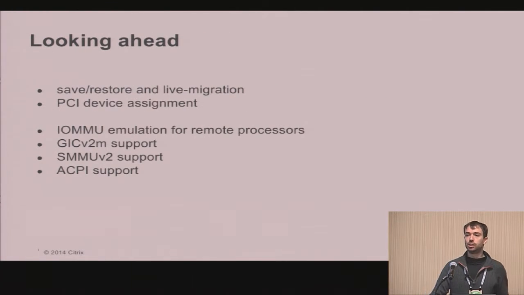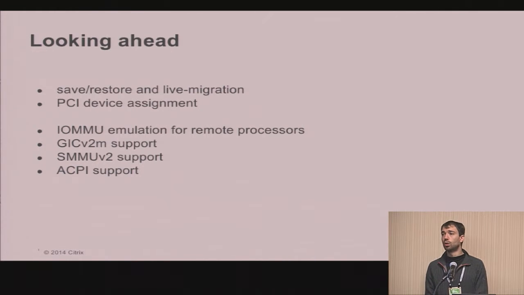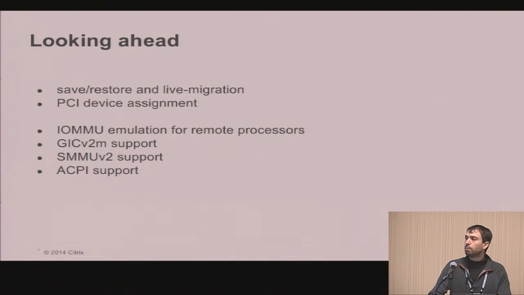What's missing from this long list? Save, restore, and live migration. We thought we would get live migration and save, restore in 4.5, but we won't. The contributors went away, so we will have to look at this feature for 4.6. PCI device assignment, we just didn't get to it yet. It's on our roadmap. People are working on it, but it certainly won't make it for 4.5.